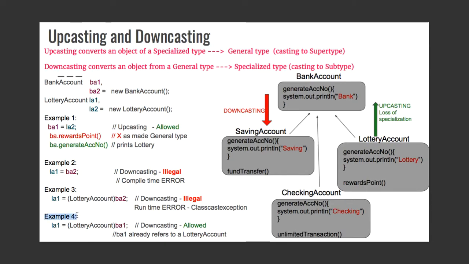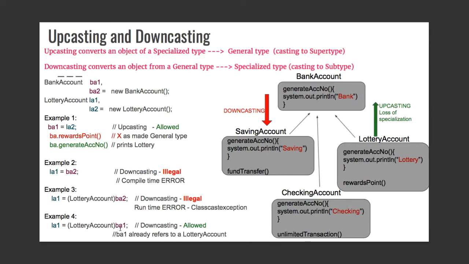Moving on to example 4, our last example. Here, we are making a variable of type lottery account refer to an object of bank account type. And we are also forcibly typecasting it into a lottery account type. But why does it work, unlike our third example? Why does it give no runtime error? This is because BA1, which is a bank account object, was in example 1 upcasted and it was referring to a lottery account object.